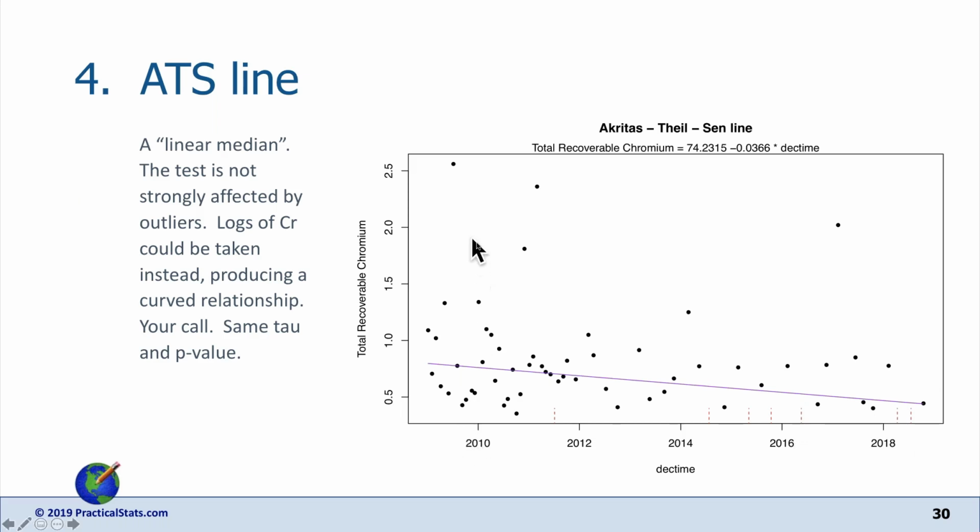So the decision of whether to take logs or not, whether this is a curve or not, is up to you. Just base it on what the plot looks like. You would get the same Kendall's-Tau and the same p-value whether you took logs or not. So it's not an effect of the test, it's only going to affect the model, the predicted value of y that you get.